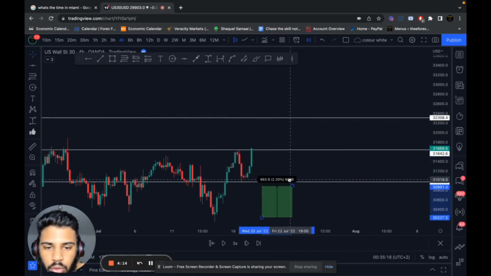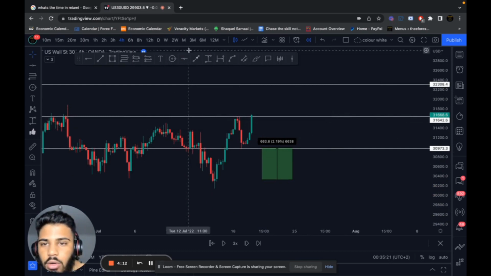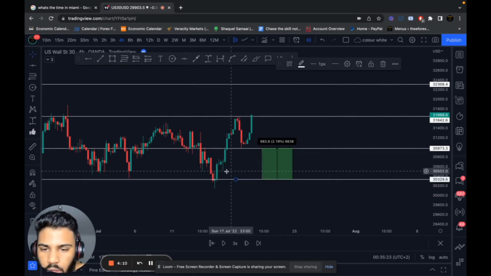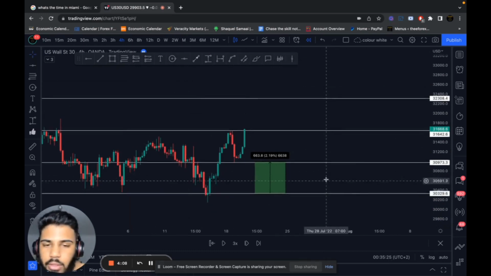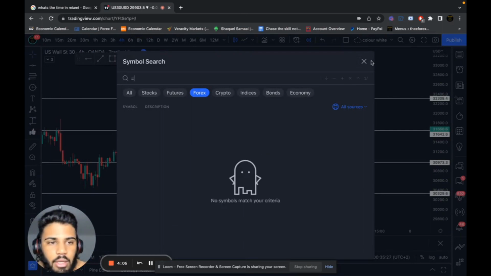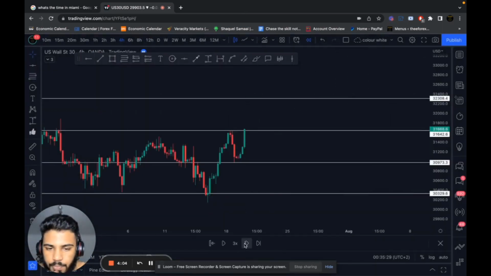And if it breaks below here, I know exactly where this is going to go. It's going to go towards here. Look how nice this just lines up, man. So amazing, right? Now, what I'm going to do is let it play out.